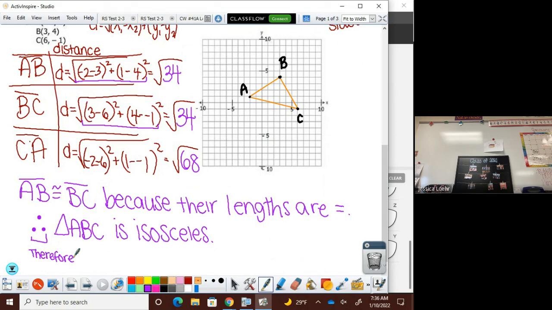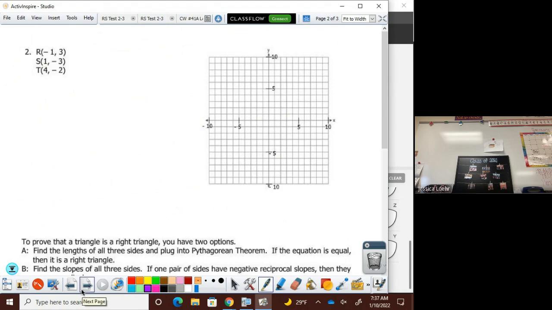Questions about that first problem? Okay. You can flip to the next page. And they're giving you your 3 points, RST.